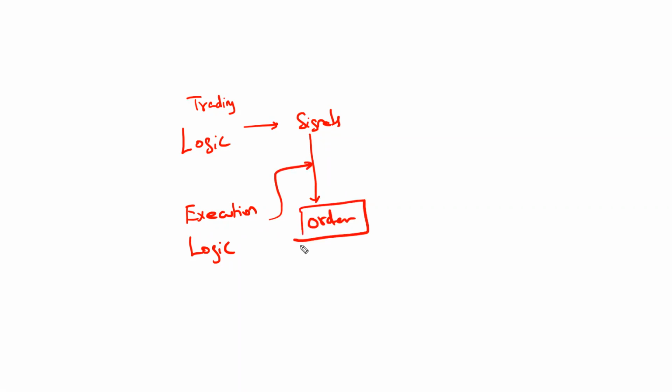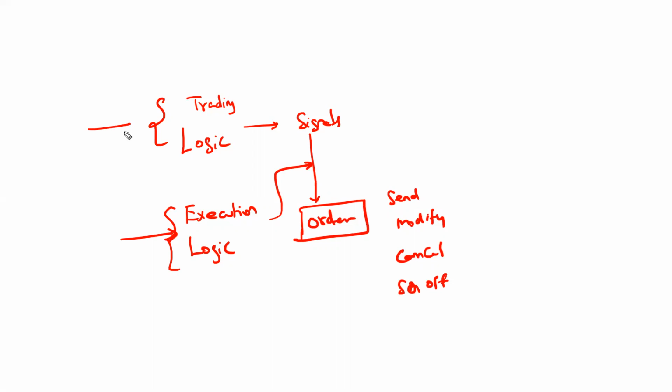With orders, you can send orders, modify orders, cancel your orders, square off your orders, close your orders. Anything you want to do, you can do using the execution logic. So Amibroker supports both trading logic as well as execution logic. You have to write your trading logic. I had shown you the trading logic over here. Let me show you again.